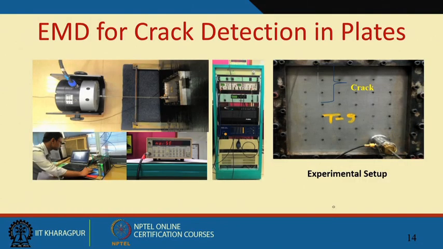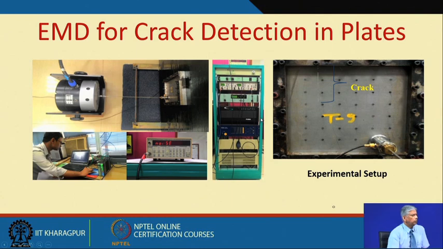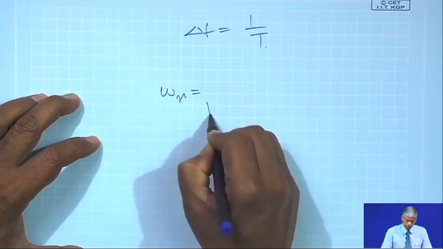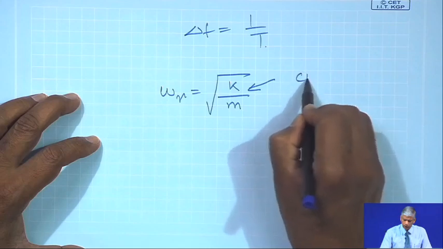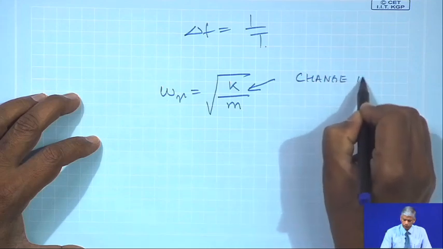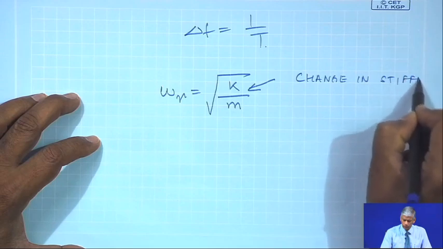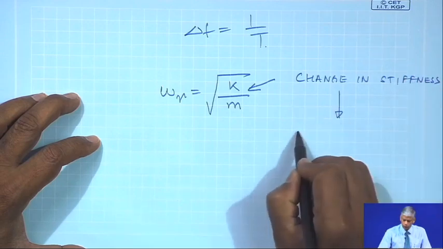This EMD is also used to find out the cracks in plates, wherein the reason I am showing you these now is so that you get a feel of what kind of equipment we will be using later on in condition monitoring. Usually, what happens when cracks occur, there is a local change in the stiffness, and if you will recall, in any system, if there is a change in stiffness, it leads to a change in natural frequency.